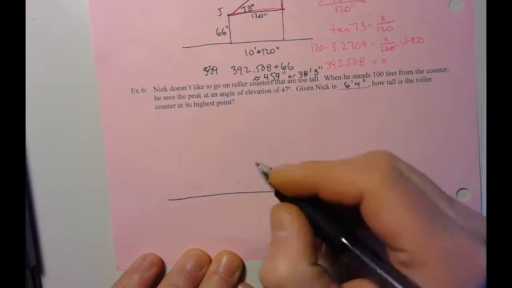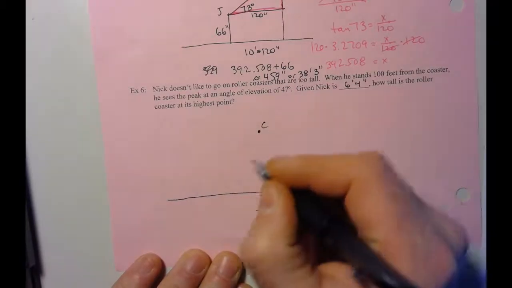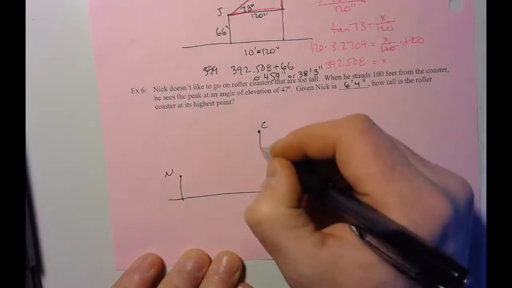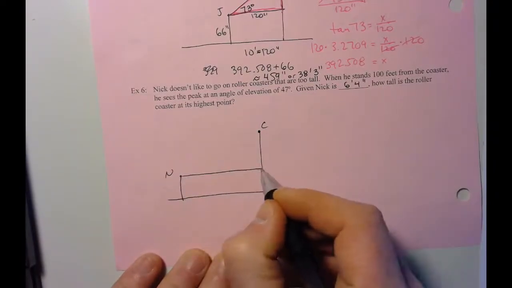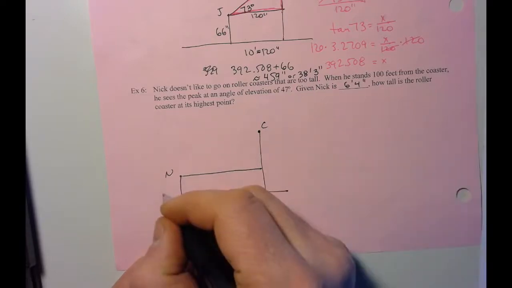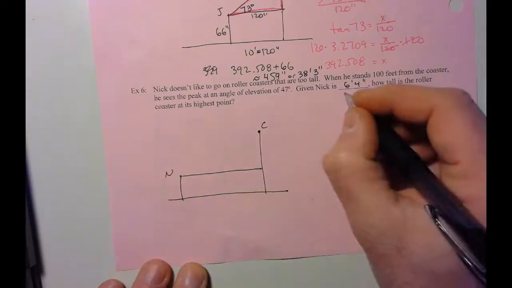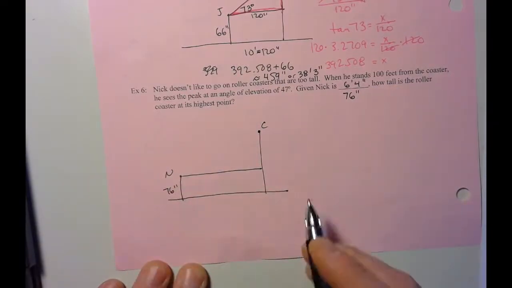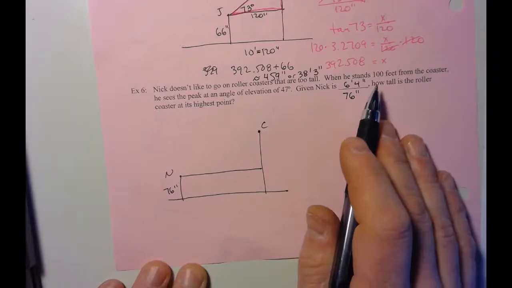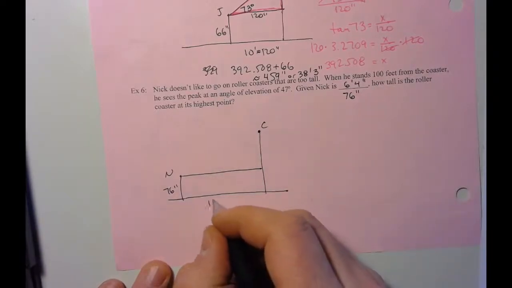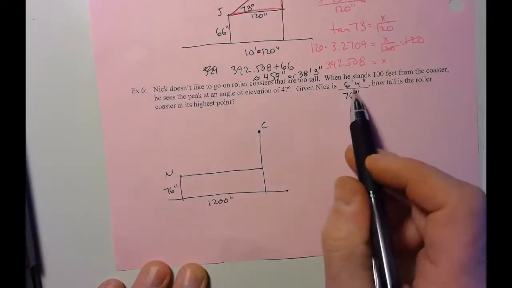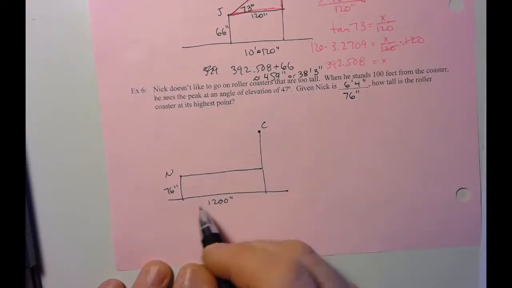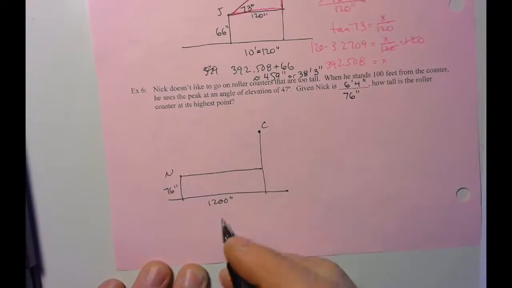Okay, so coaster. Nick, 100 feet away. Nick is 6 feet 4 inches, or 76 inches. Now at this point, maybe you don't want to convert it over to inches because he's standing 100 feet away, and that's a lot of inches. And if you're not a big fan of that, then you just have to convert this to decimals. Or maybe you just hold off and worry about that later. Okay, let me show you how I can do that.